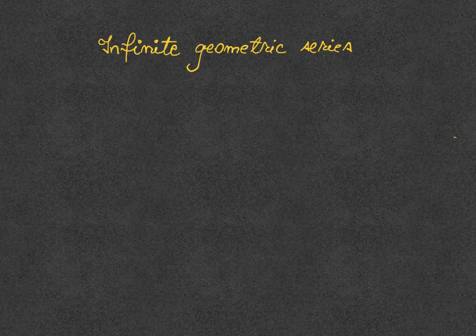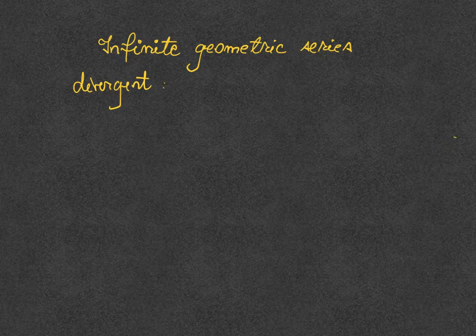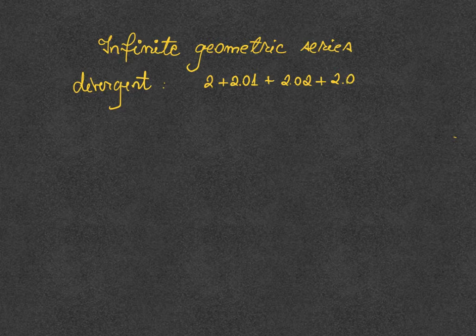If we keep adding together terms of any arithmetic sequence, the answer grows or decreases without limit. The series is said to be divergent. So all arithmetic series are divergent. For example, if we start with 2, even if the common difference is as small as 0.01, the series will grow to infinity.